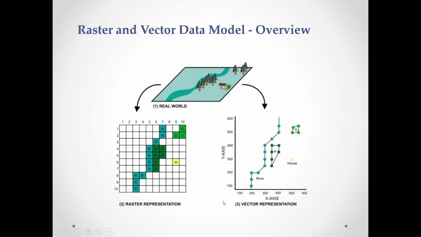Similarly, in the vector representation method, this line is used for representing the river of the real world, and this polygon is used for representing the vegetation or the trees, and here another polygon is used for representing this set of trees, and this dot is used for representing this house.